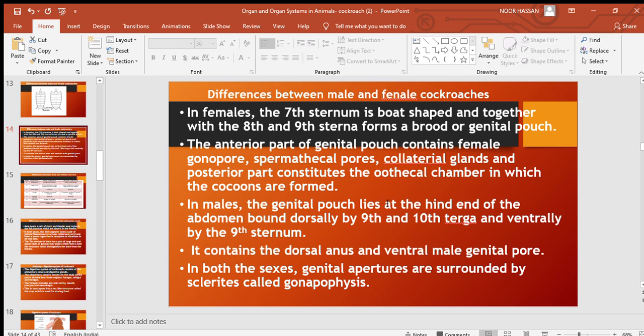In males, the genital pouch lies at the hind end of the abdomen, bound dorsally by the ninth and 10th terga and ventrally by the ninth sternum. Hope you understand about terga and sterna. Terga refers to the dorsal plates and sterna refers to the ventral plates. Terga is plural, tergum is singular, and sterna is plural, sternum is singular. It contains the dorsal anus and ventral male genital pore. In both the sexes, genital apertures are surrounded by sclerites called gonapophyses.